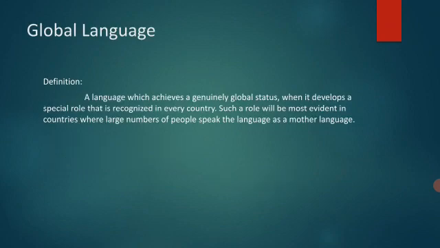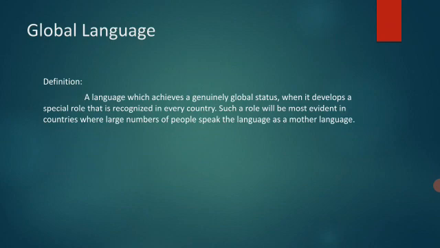Today the topic of my presentation is English is a global language. First of all, we will study what a global language is. A language achieves a genuinely global status when it develops a special role that is recognized in every country. Such a role will be most evident in countries where a large number of people speak the language as a mother language. It means that a language will be a global language if it is spoken in many countries, if many people recognize it, and if many people understand and use it in their communication and conversation throughout the world.